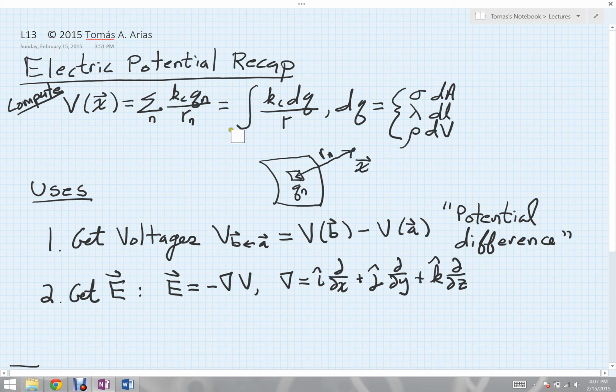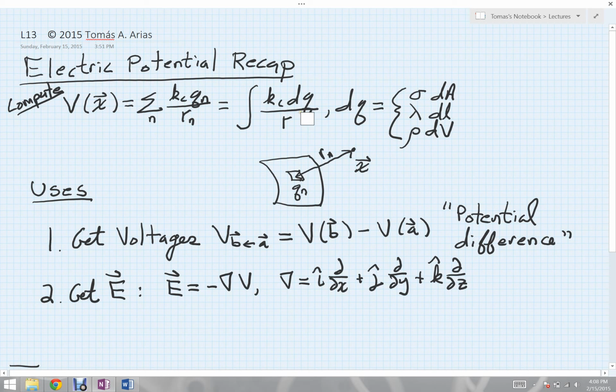charge. In the case of a continuous charge distribution, such as some surface sheet that I'm showing you here, the sum would become an integral. We have Coulomb's constant, the charge of any little chunk of my system. In this case, it would be a little patch. And then we divide by this distance r, which represents the distance between the location where you want to calculate the potential and the patch. So this would be that particular distance, r sub n.